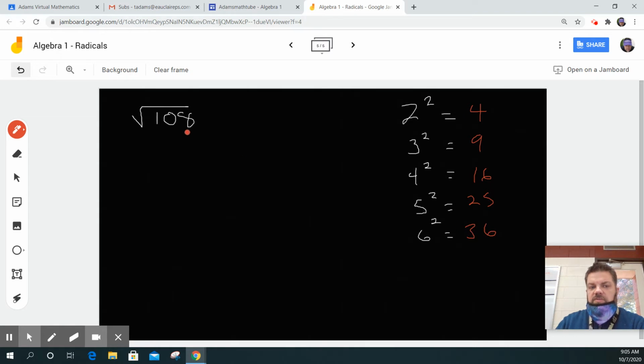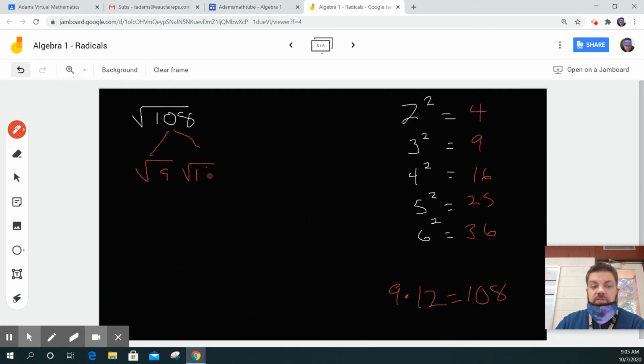And so then what we want to do is think to ourselves, is there a number that goes into 108 evenly? If I have a calculator, I know that 4 will probably go into it, and I think 9 will go into it. So I'm just going to check real quick on my calculator. 108 divided by 9 is 12. So in other words, 9 times 12 equals 108.